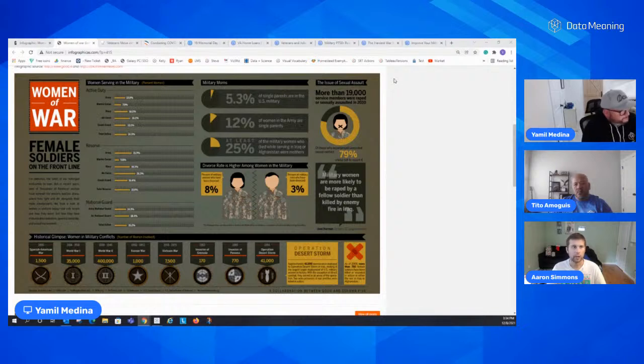Yeah, go ahead. What I like about this dashboard, or just this visual, is that it tells a story. They want to talk about women in war, or women of war. It gives you the percentage for each of the divisions. It talks about military moms, the divorce rate, the issue of sexual assault, which I think is important to have up probably closer to the upper left-hand corner so that it draws the most attention. And then how many served in each of the wars. Overall, it does a good job of telling the story that they want.